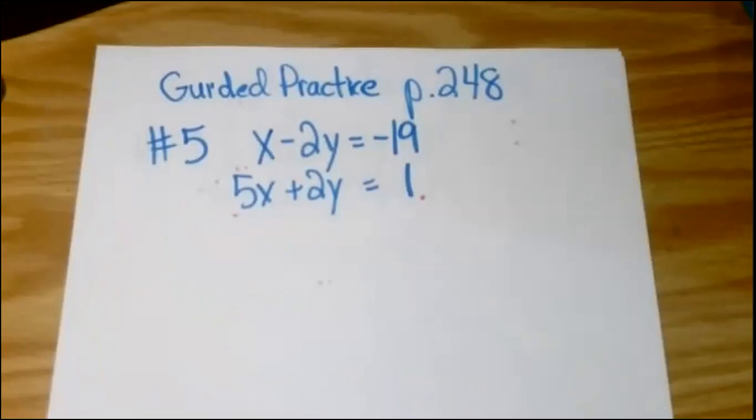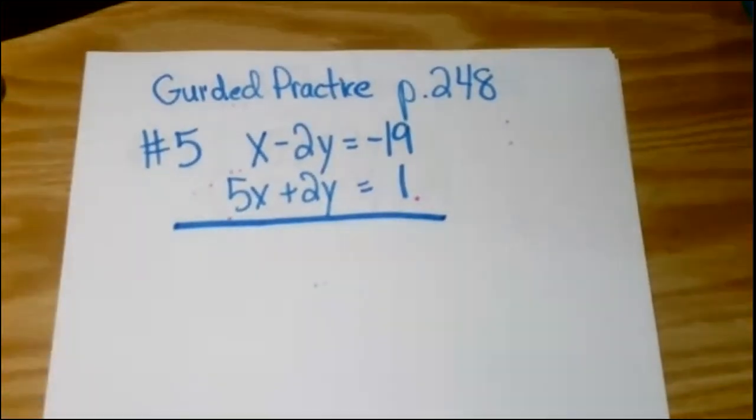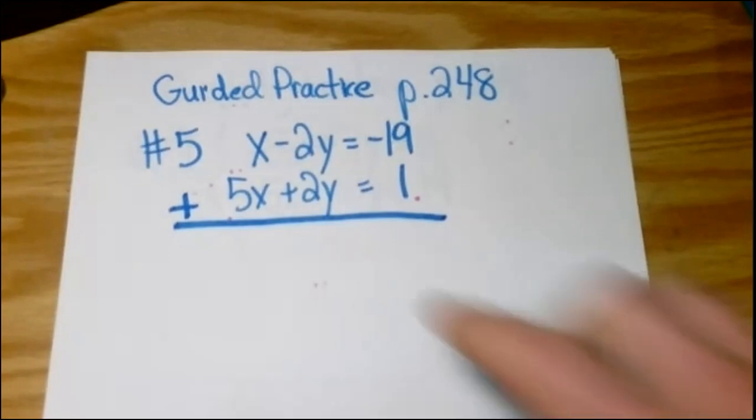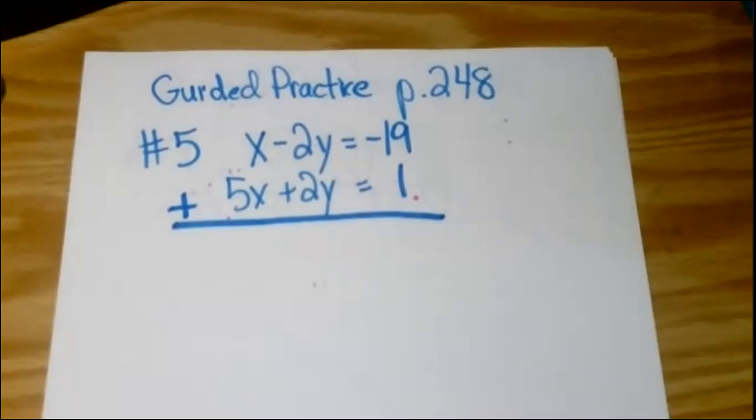Okay, this one is number 5 on page 248, guided practice. You're going to want to be writing these down because you're going to be turning this in for me. I'm using the elimination method, adding the two equations. I see that I don't have to multiply by a -1 on this one because I already have a negative and a positive 2y, so that will work out real nice for me.